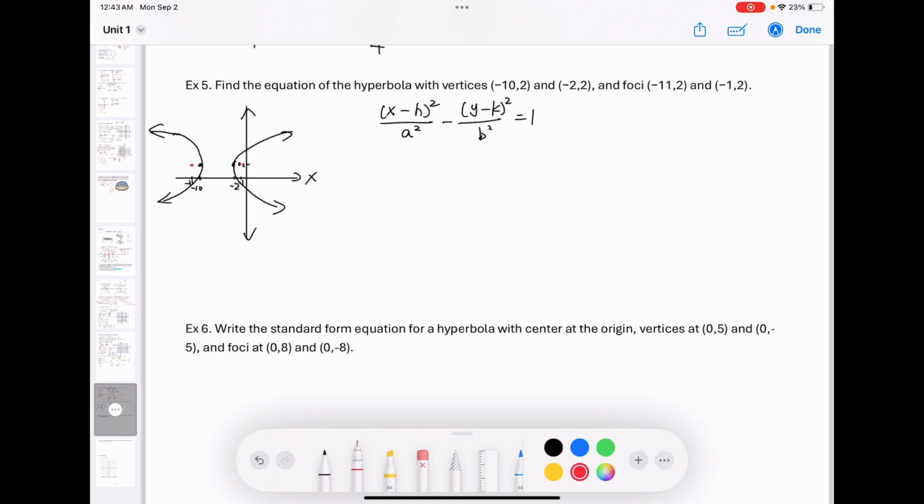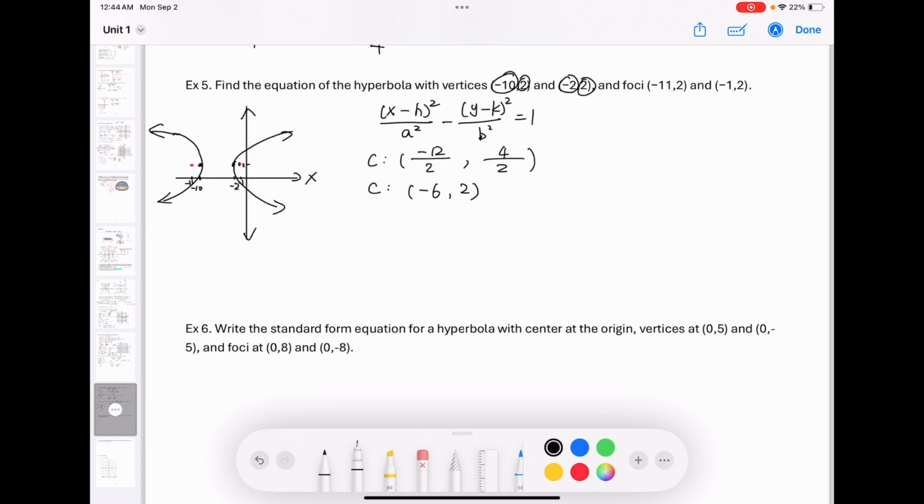Okay, what is the center? We use the formula: the center is half of the sum of the x values. Negative 10 plus negative 2 is negative 12, half is negative 6. And half of the sum of the y values, 2 plus 2, which is 4, gives 2. So the center is (-6, 2).